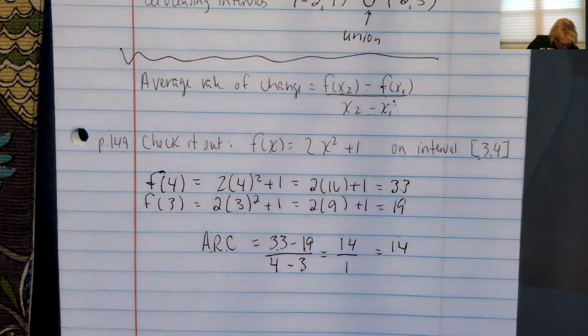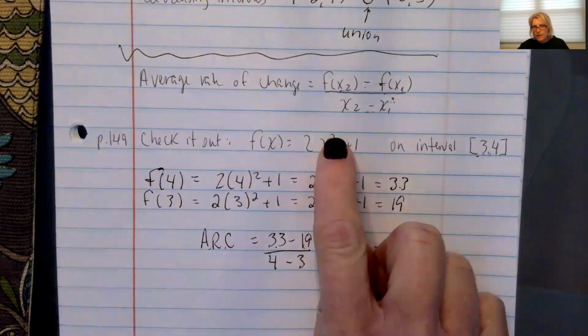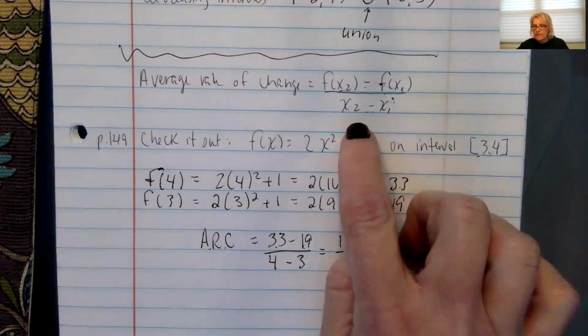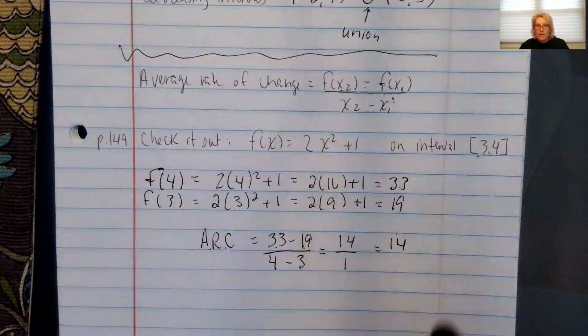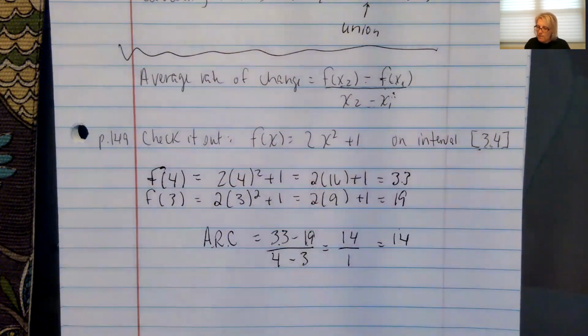So this average rate of change is very similar to our slope, but this is not a linear equation. We have to remember that because we have a 2 on our exponent. Remember, a linear equation only has a 1 on our exponent. But this is the amount it's changing on this interval between 3 and 4.